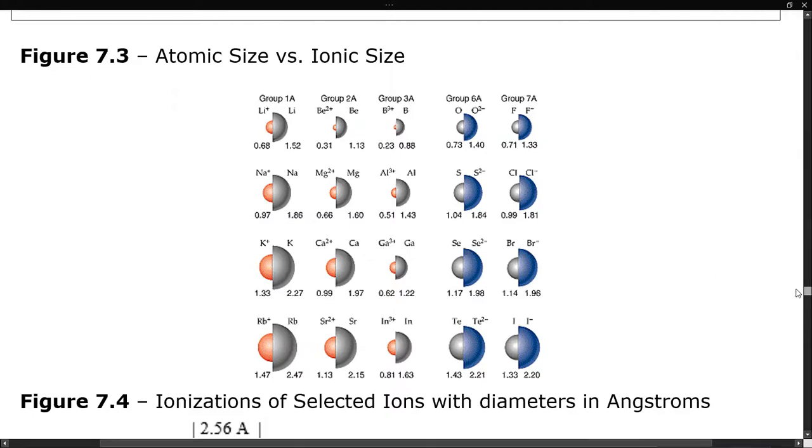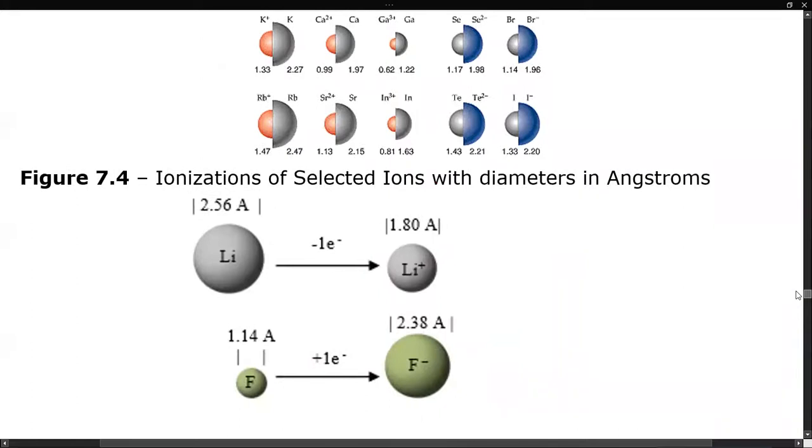Just looking at a couple. Lithium loses 1 electron to form lithium +1, and it does reduce in size. Fluorine gains 1 electron and increases in size.